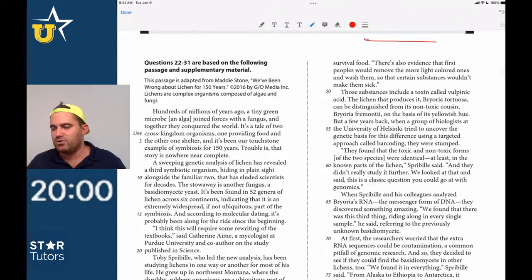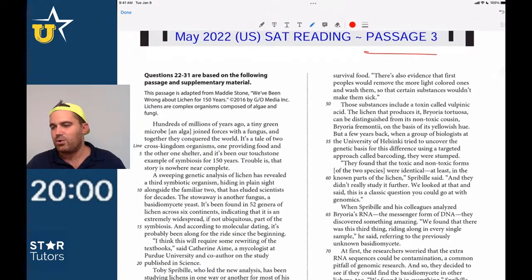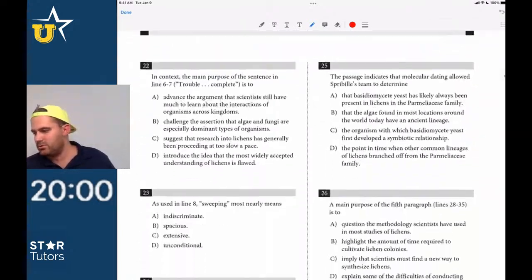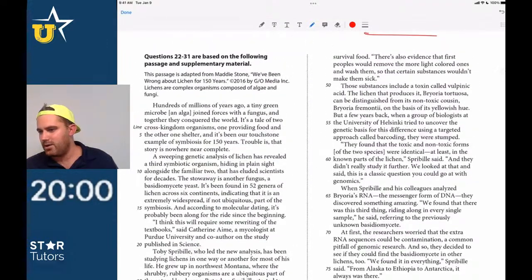And without further ado, passage number 3 on the May 2022 SAT reading test, questions 22 through 31. Just make sure we have all the pages. Yep, great. Okay, great. And our time starts now.